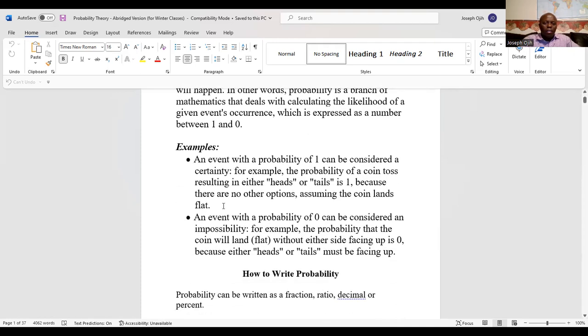If you say that an event has a probability of 1, it means that the event is a certainty, because 1 means 100%. So when we say probability of 1, that means we are 100% sure that the event will happen. Okay. Now, if the event has a probability of 0, that means it won't happen. So we are sure that it won't happen. So we say that it has a probability of 0.